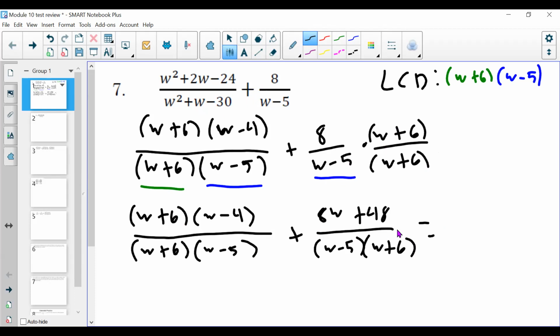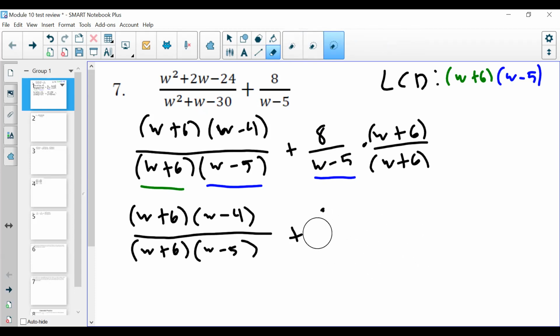Wouldn't it be a lot easier if you just cancel the W plus 6 in the starting fraction? It would have then been W minus 4 plus 8 over W minus 5. I didn't see that. Sorry, I'm kind of a mess right now. I was rushing to get this started. Yeah, that would have been a lot easier. But let's finish it off this way. Or actually, we'll do it the correct way because we have a test coming up. So let's go ahead and back this all up. Sorry about that.